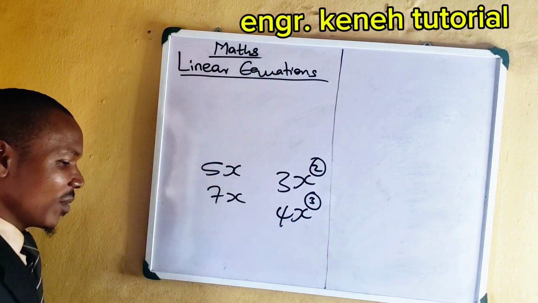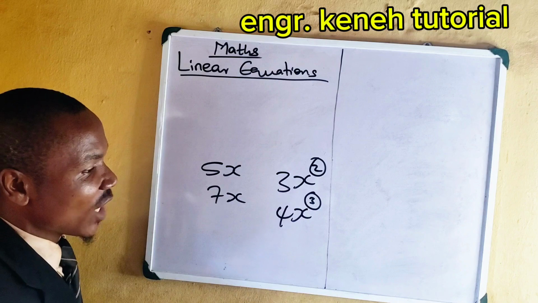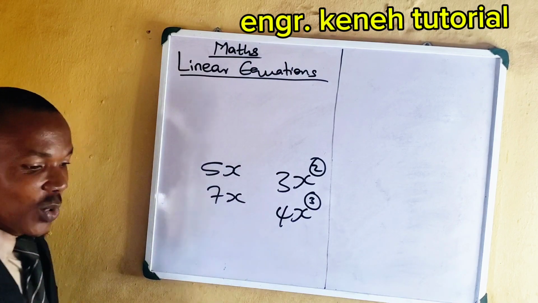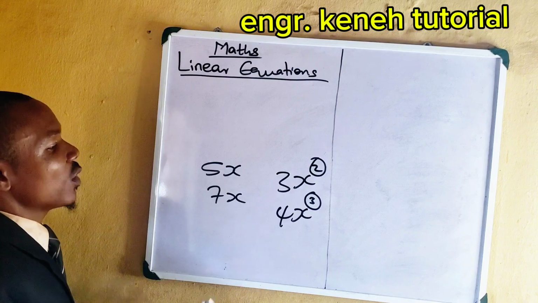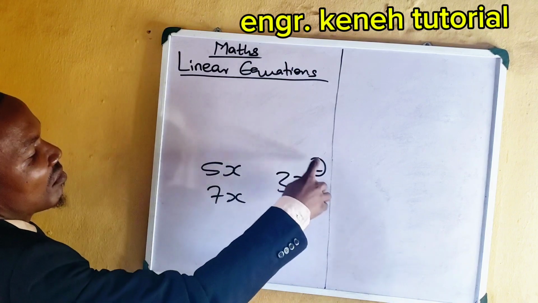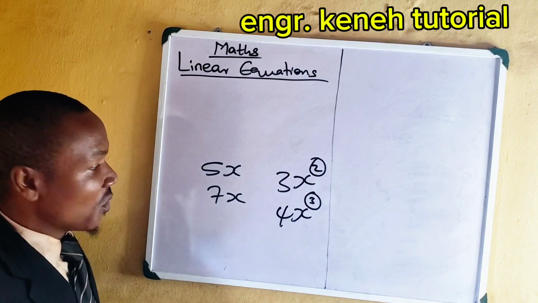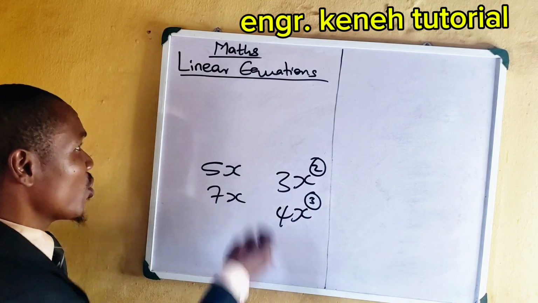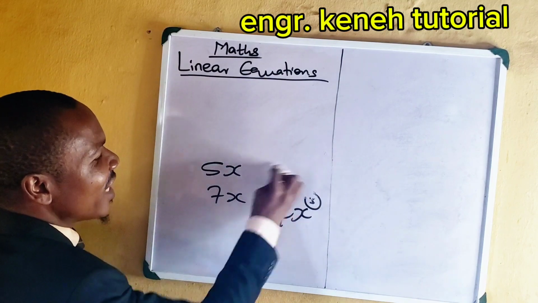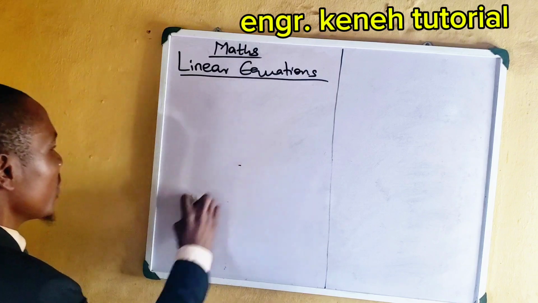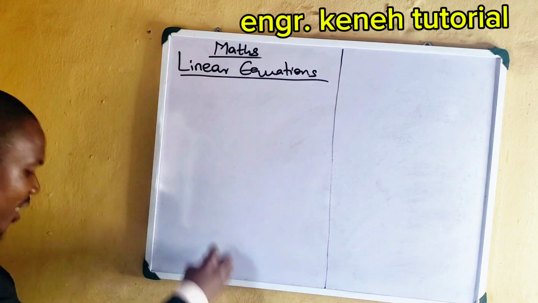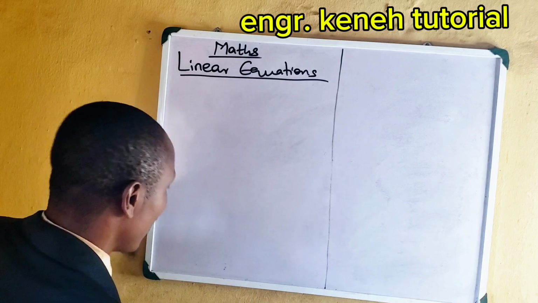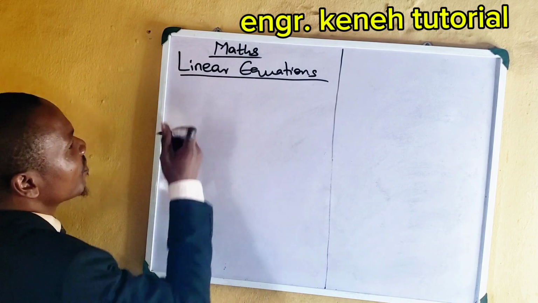So an equation in which the unknown has the maximum power of 1, such an equation is called what? It's called a linear equation. Right? When it has a maximum power of 2, it is a quadratic equation. This one is a cubic equation. But today we want to talk about linear equations, that is, equations where the unknowns have maximum power of 1.